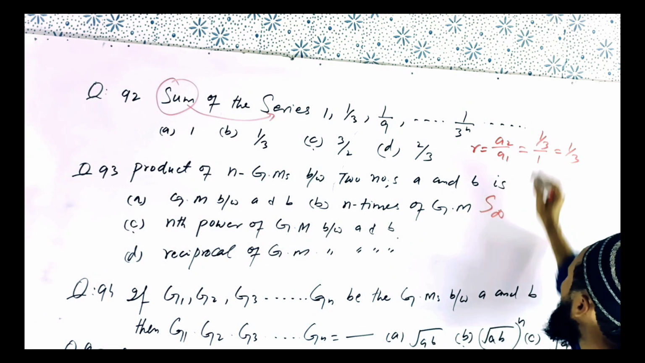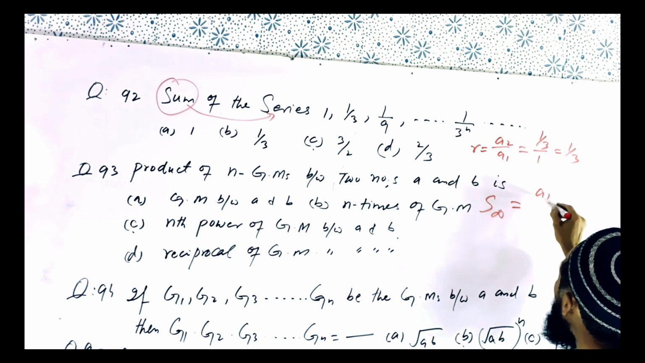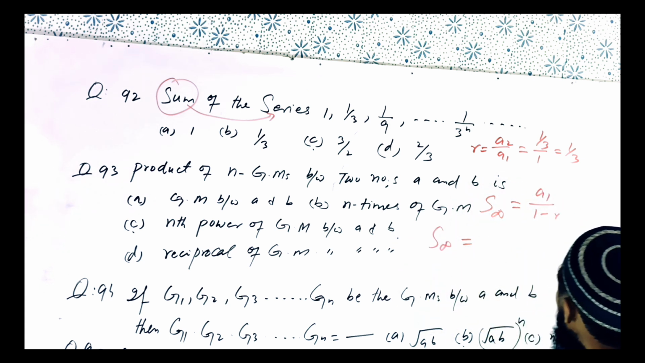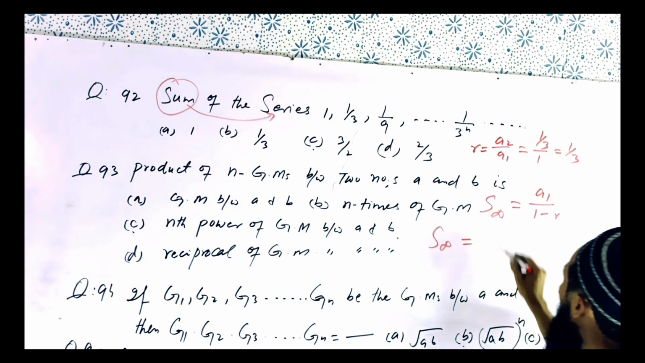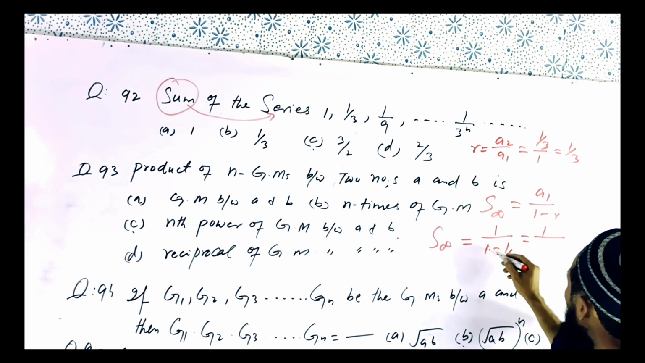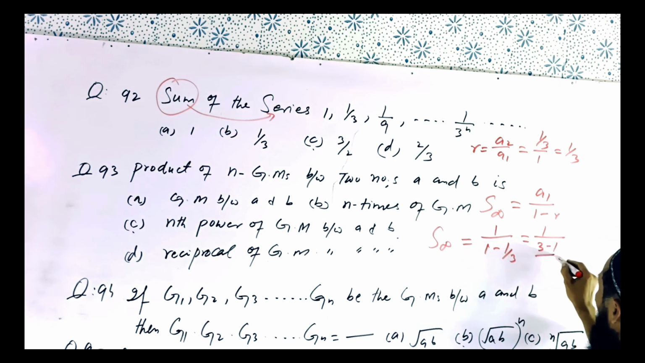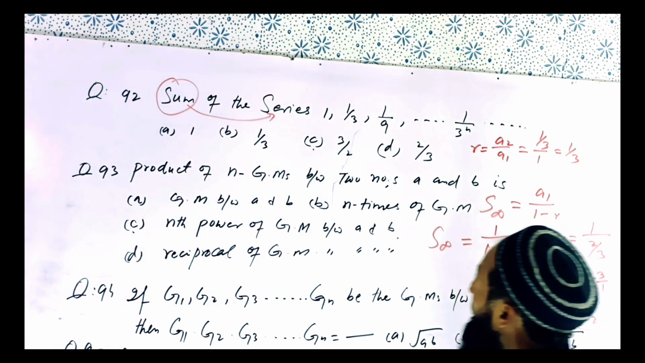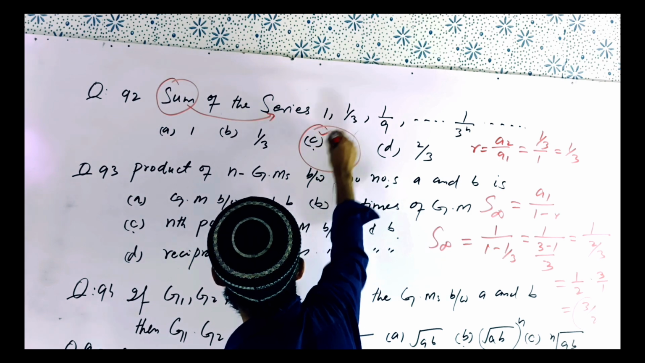The sum of the infinite series is S infinity equal to a1 divided by 1 minus r. The first value is 1, so 1 divided by 1 minus 1/3. Taking the LCM, we get 1 divided by (3 minus 1)/3, which is 1 divided by 2/3, so this will be 3/2. 3/2 is correct, C is the correct option.